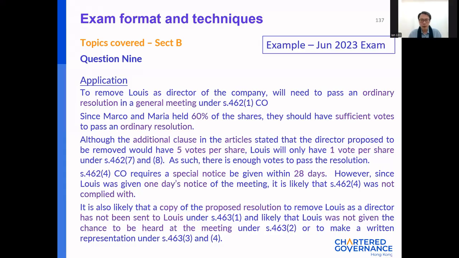And for the special notice, it should be given within 28 days. Since Louis was given only 1 day's notice, it's likely subsection 4 was not complied with. Also likely that the copy of the proposed resolution to remove Louis has not been sent to Louis, and likely Louis was not given a chance to be heard at the meeting or make a written representation. So for all these, Louis can complain to the court for not following the requirements in the ordinance.